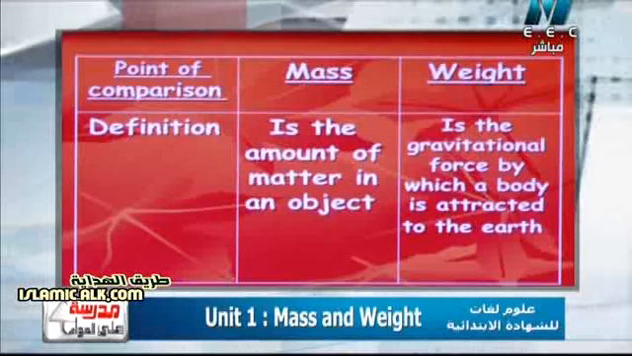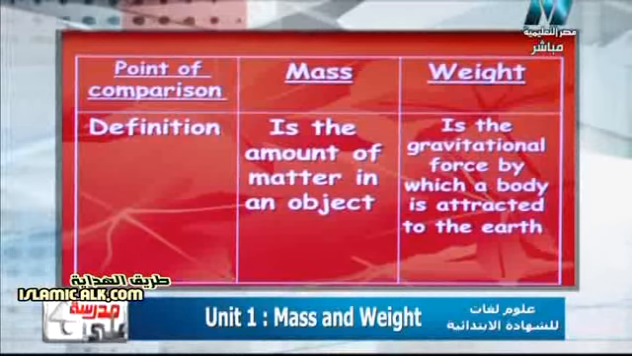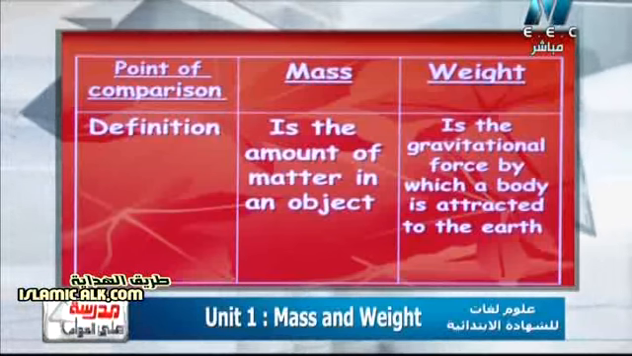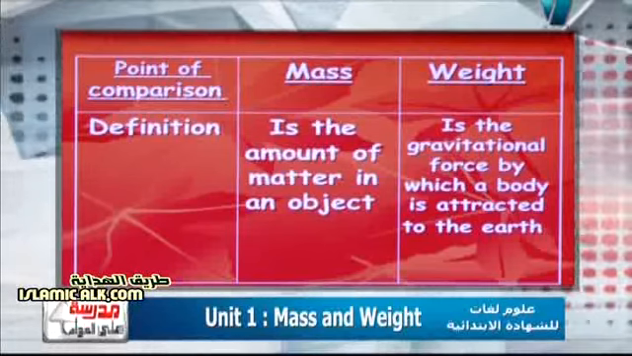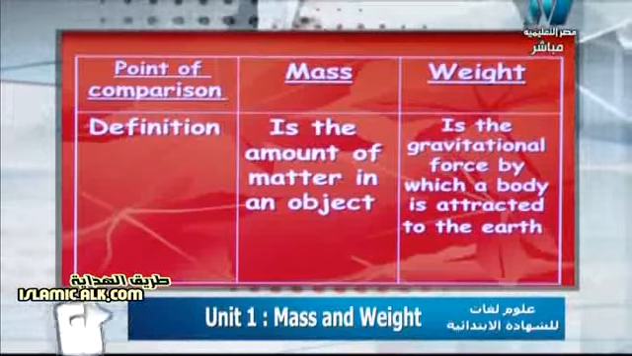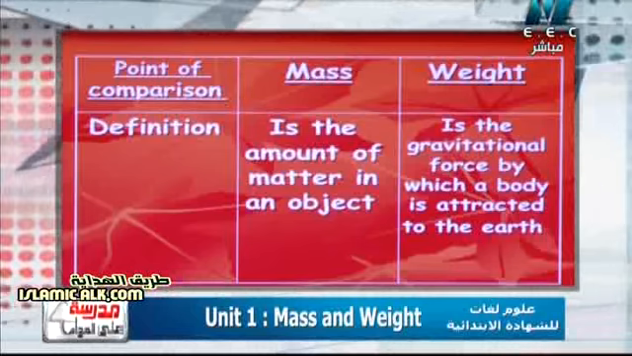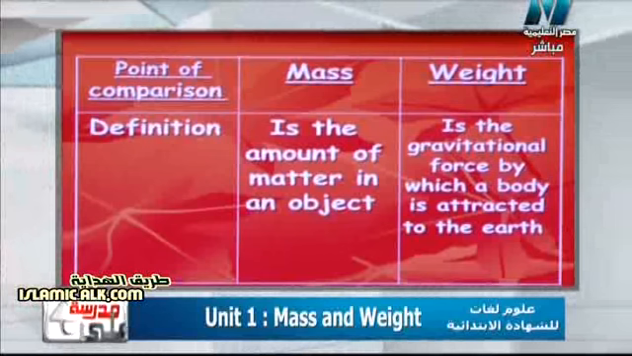Mass is what? Mass is the amount of matter in an object. Again, mass is the amount of matter in an object. So what about weight? Weight is the gravitational force by which the body is attracted toward the earth. Again, weight is the gravitational force by which the body is attracted toward the earth. So this is the first point in the comparison between mass and weight.